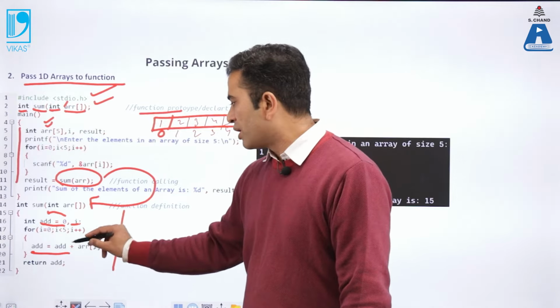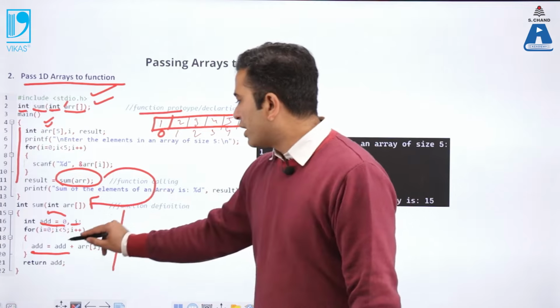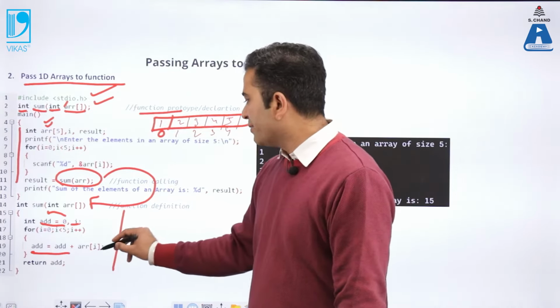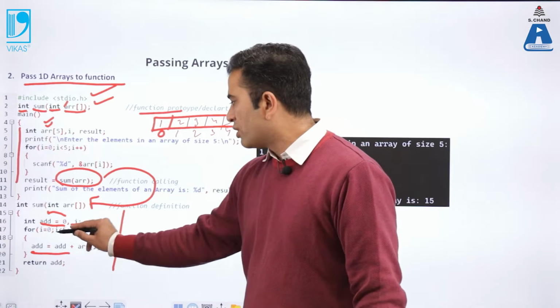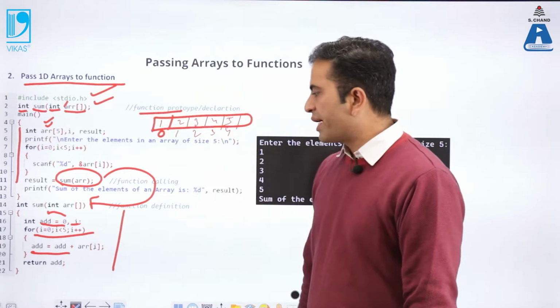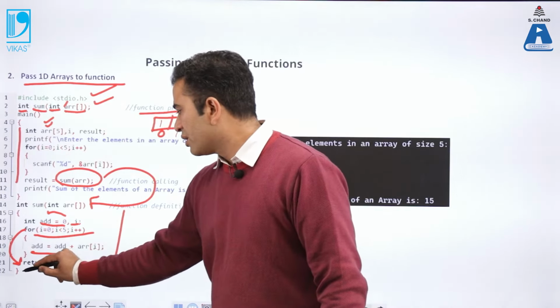Now it becomes 1. Again, i increases, i becomes 2. So 1 plus 2 becomes 3. Then the value of add becomes 3, and so on. This process will go on until the loop breaks. When the loop is finished, it comes out and returns add.